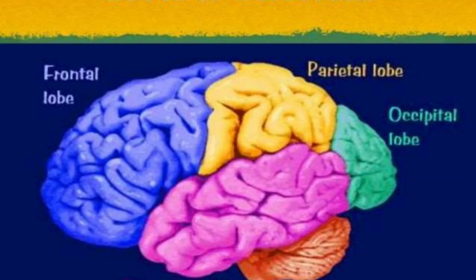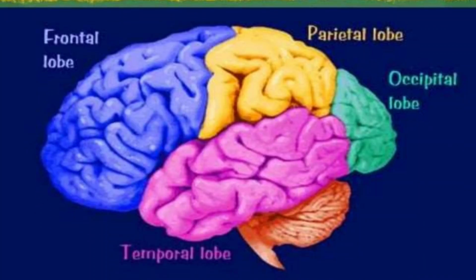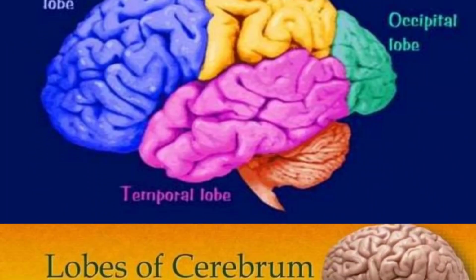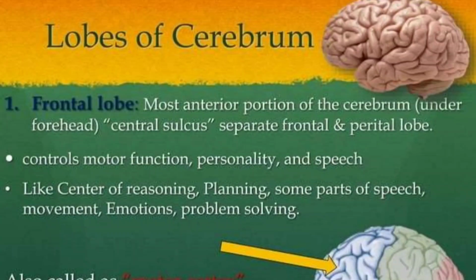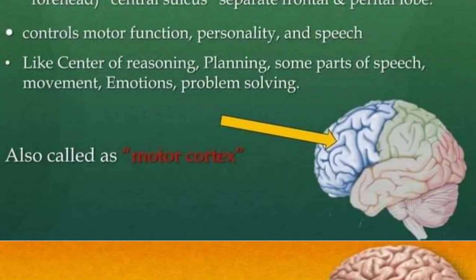Lobes of cerebrum. Frontal lobe, parietal lobe, occipital lobe and temporal lobe. There are 4 lobes. Frontal lobe, we will deal one by one. Most anterior portion of the cerebrum, under the forehead. Central sulcus separates frontal and parietal lobe, controls motor functions, personality and speech. The frontal lobe helps in controlling motor functions, personality and speech, like the center of reasoning, planning, parts of speech, movement, emotions and problem solving, also called the motor cortex.